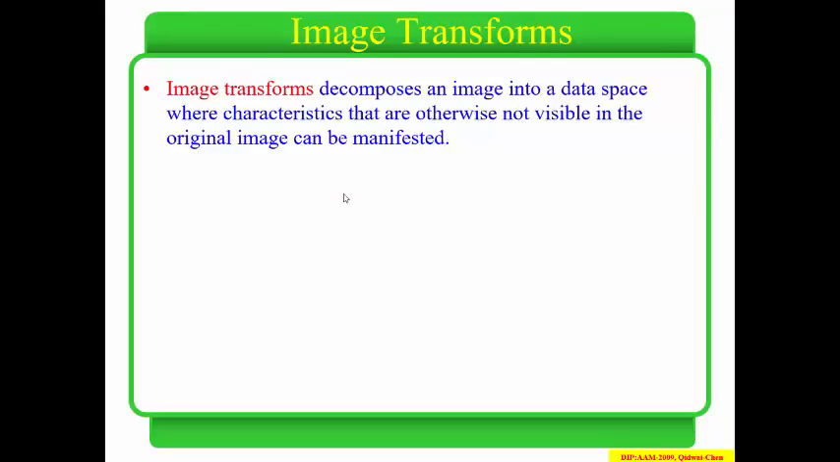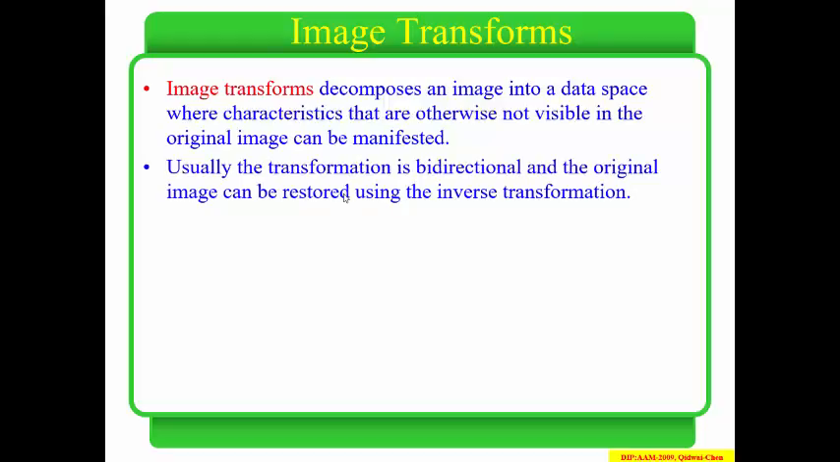Here we say that image transforms decompose an image into a data space where characteristics that are otherwise not visible in the original image are revealed. For example, if I have the image in the spatial domain, the normal image that I am seeing with the normal eye, I cannot say what frequency components exist and what frequency components do not exist. So I need to transform it to the frequency domain, which decomposes the image into a data space where characteristics that are otherwise not visible in the original spatial domain image can be seen.